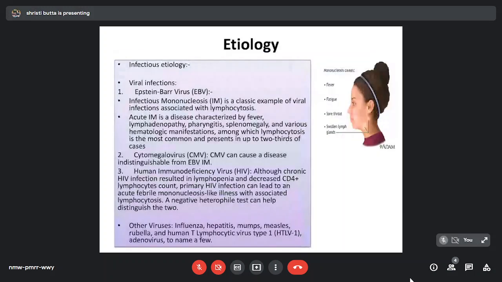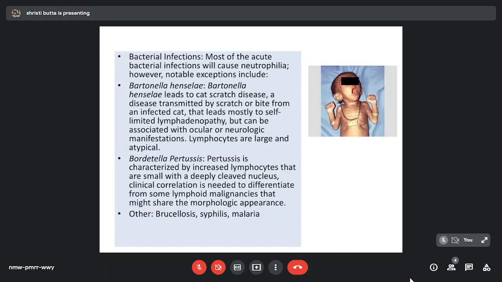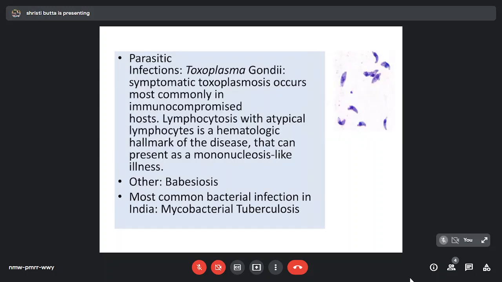We also have parasitic infections like Toxoplasma gondii. Symptomatic toxoplasmosis can also cause lymphocytosis. Also babesiosis, and even mycobacterial tuberculosis, so that you must not ever forget. Drugs and drug-related conditions: we also have the DRESS syndrome, that is the drug hypersensitivity reactions associated with eosinophilia and systemic manifestations, which can also lead to lymphocytosis.